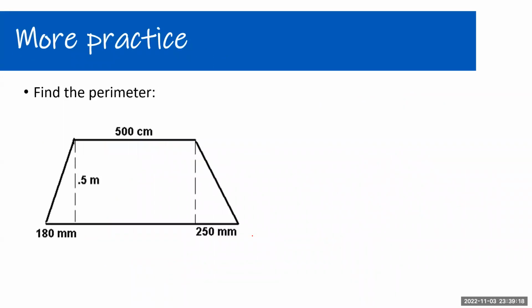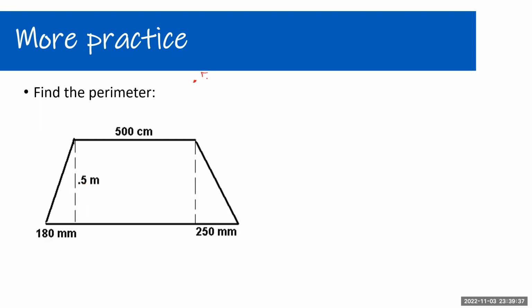Okay, let's give this one a try. Find the perimeter. Be careful here with units, okay? We have centimeters, we have a meter, and we have a millimeter. Personally, I think the easiest way to solve this one is to put everything into centimeters. You're going to have 500 centimeters there.